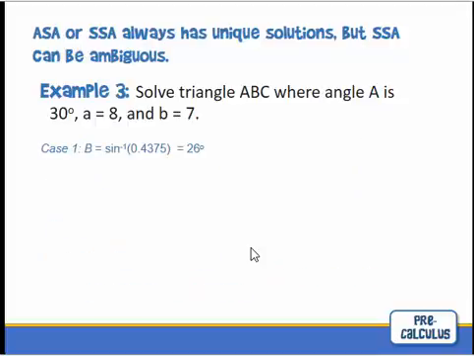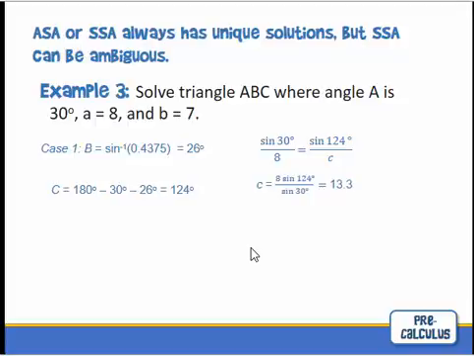Okay. So to finish that, we now know that angle B is going to be 26 degrees. We already knew angle A, so we just subtract both of those from 180. We get angle C is 124 degrees. And then we can use law of sines again. We have sine A over a equals sine C over c with the 124 degrees. I've solved several of those now in the videos, so just cross multiply and work it out, and you'll get that c is 13.3.